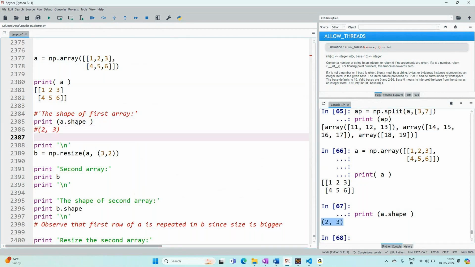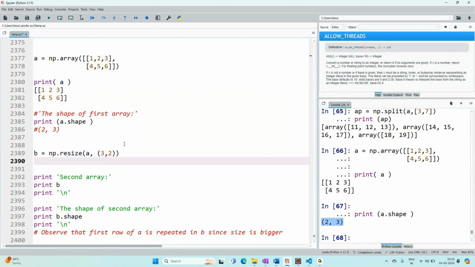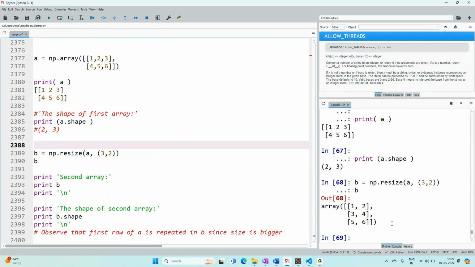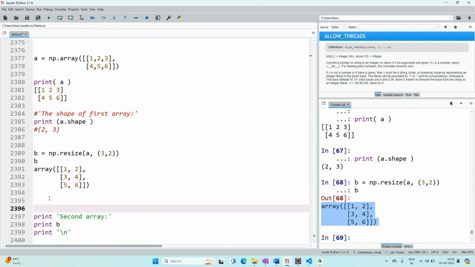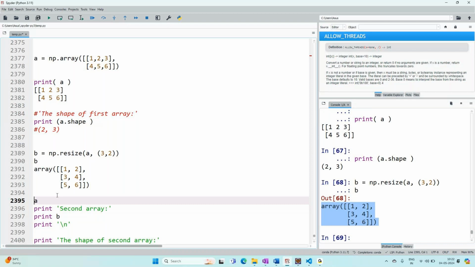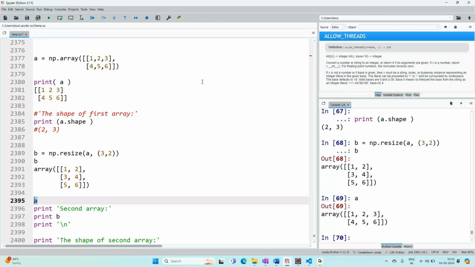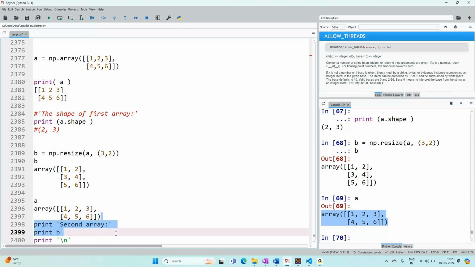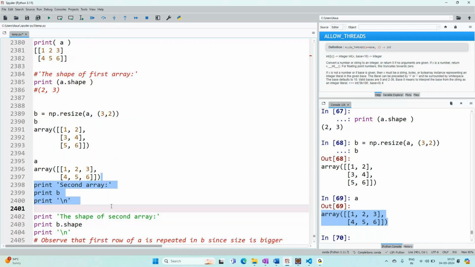Then we resize A into 3 by 2 and store it in B, because this will give a copy. Why am I saying copy? Because now see what B is here. B is going to be this. After the operation, if you look at A, A is still the same. Did A change? No. A will not be changing.